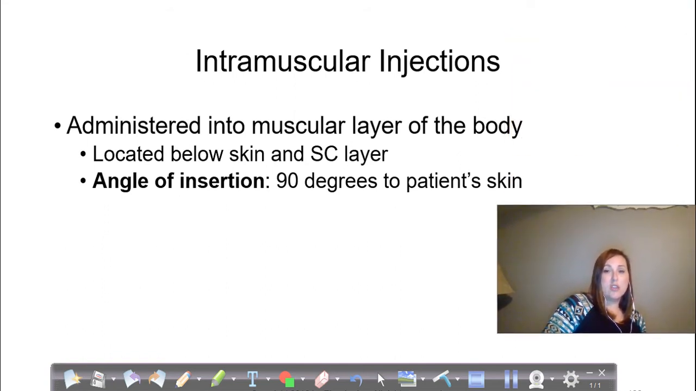IM injections, intramuscular, are injected right into the muscle. It's located in the muscle layers below that sub-Q layer, and you're going to go in at a 90-degree angle when you give an IM injection. Again, you want to make sure you wear gloves with IM injections because those areas are vascular. And there's a procedure on page 664. It's procedure 26-5.